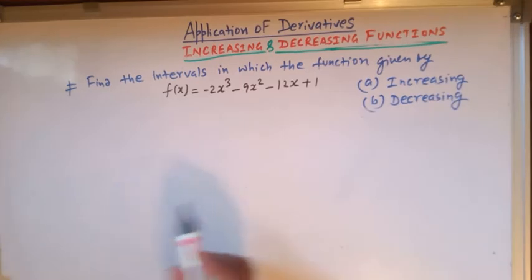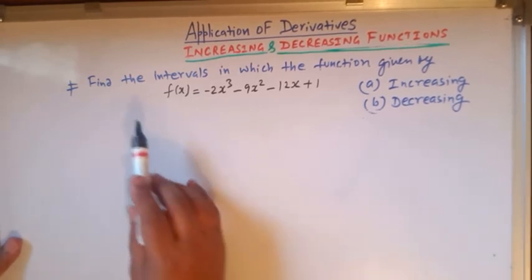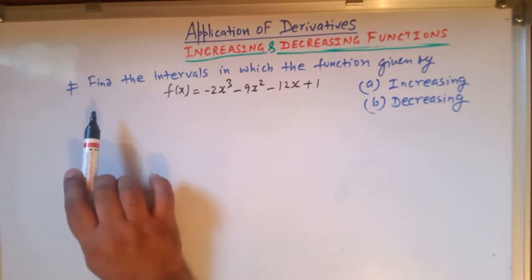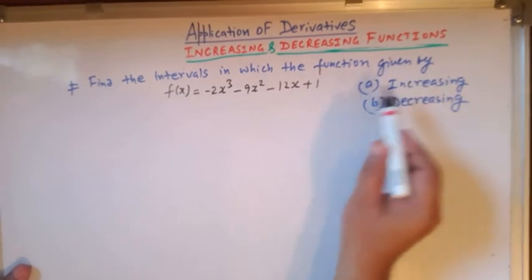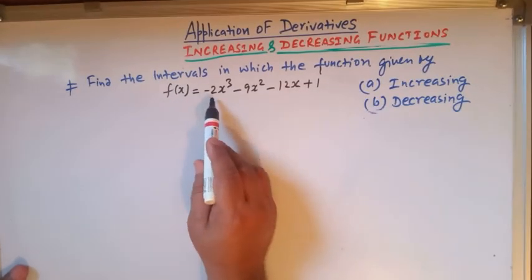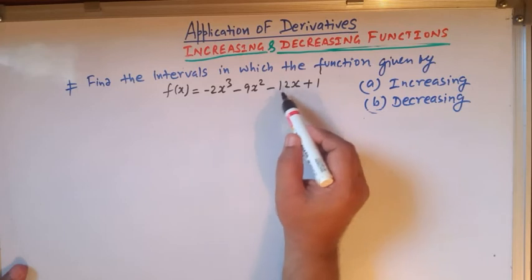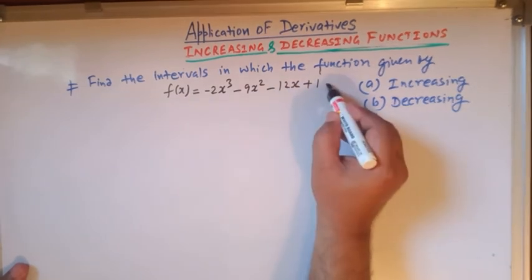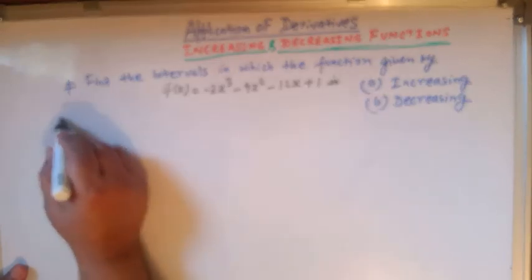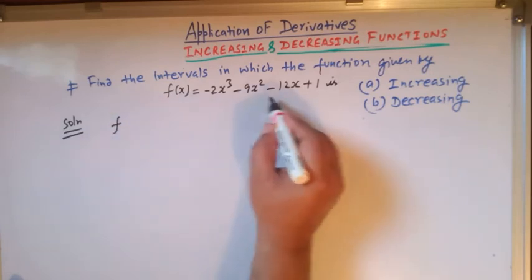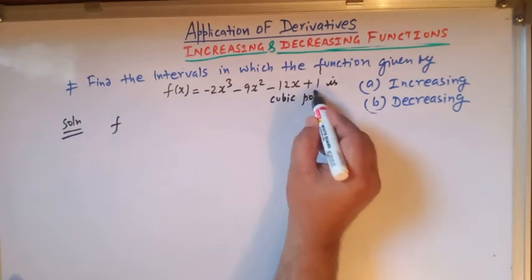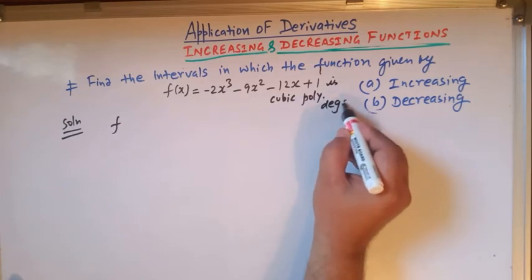Now viewers, what I have discussed just now, I am going to take up one problem related to that, and here we have to find the intervals in which the function given by f(x) equal to minus 2x cube minus 9x square minus 12x plus 1 is increasing or decreasing. So here we have to find the intervals. So let us find, here this is a cubic polynomial. Okay, so its degree is 3.